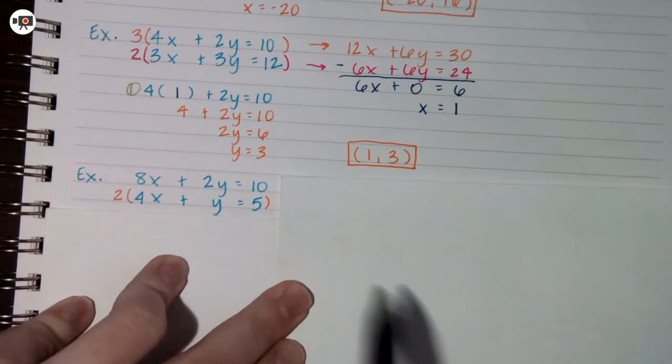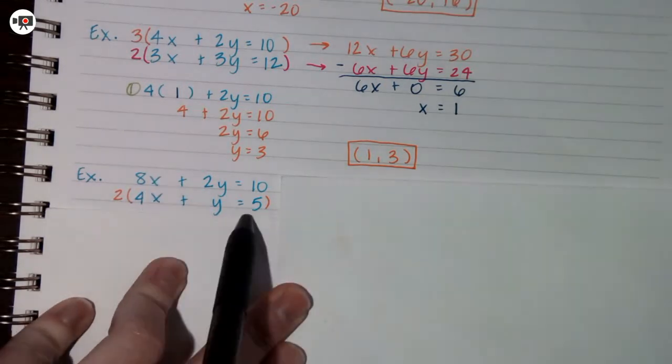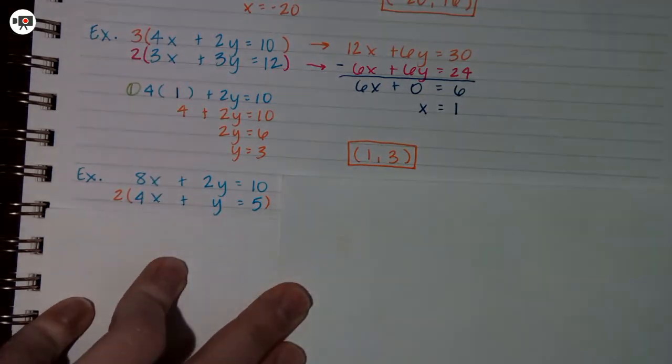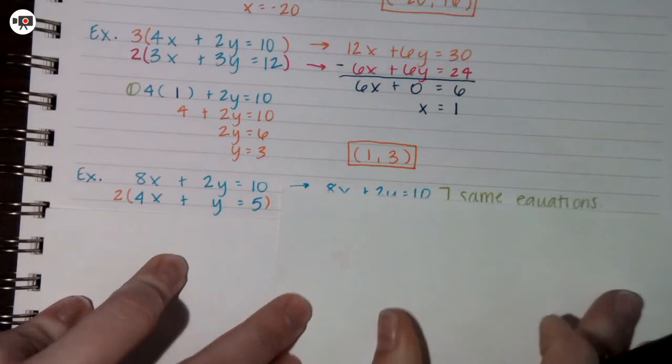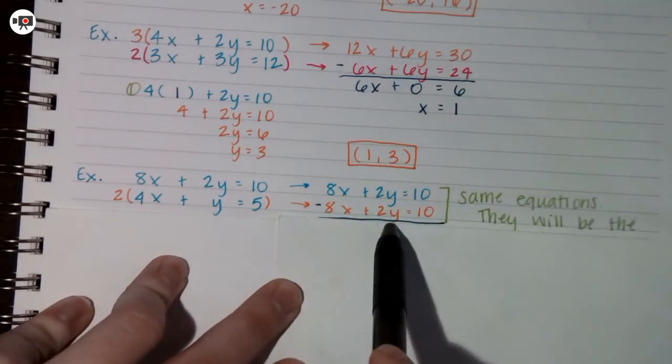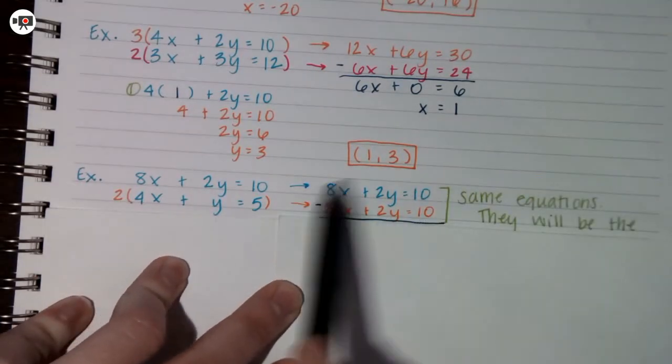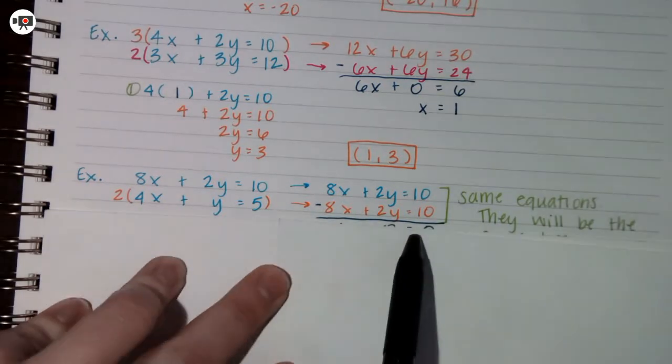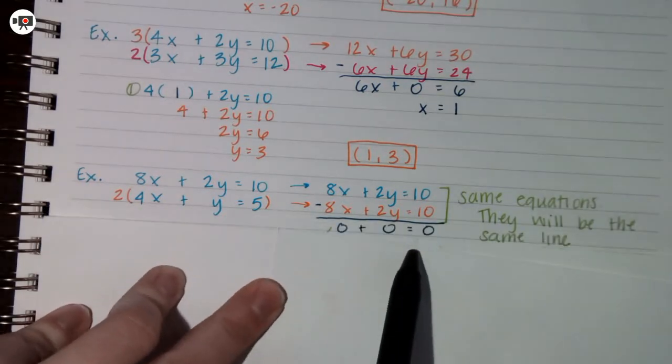Now, in this example, I only have to multiply one equation by a constant, and so I will get 8x plus 2y equals 10, and 8x plus 2y equals 10. These are the exact same equation. They will graph as the same line.